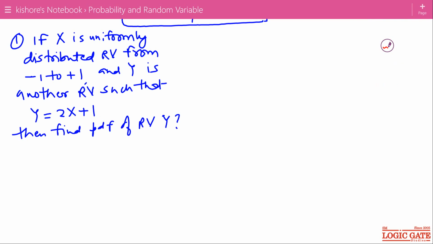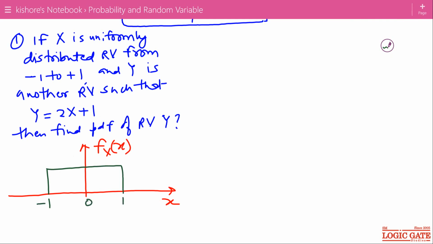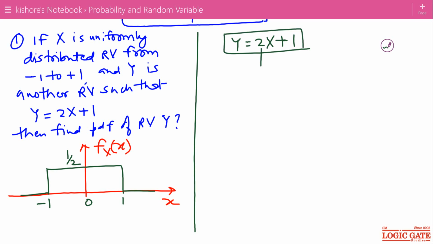Now let us draw the PDF of a random variable x. X is uniformly distributed random variable from minus 1 to plus 1. Height has to be 1 by 2 because area under the curve of PDF is unity. Now we can see this transformation is 2x plus 1. It is equation of straight line with positive slope 2, and intercept on vertical axis is 1. So this transformation is monotonically increasing.